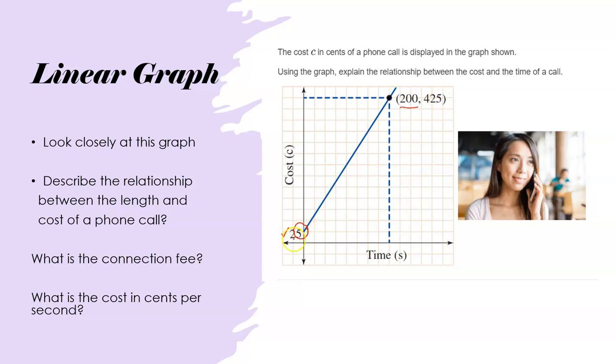Remember down here, before I even started talking, it was costing me 25 cents. So I need to take 25 cents from 425 cents, which is 400 cents. So to talk for 200 seconds on the phone, it costs me 400 cents. So I now need to work out 400 divided by 200. 400 cents divided by 200 seconds. 400 divided by 200 is 2.